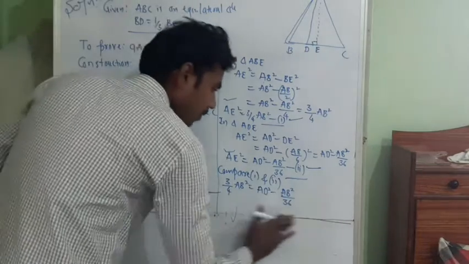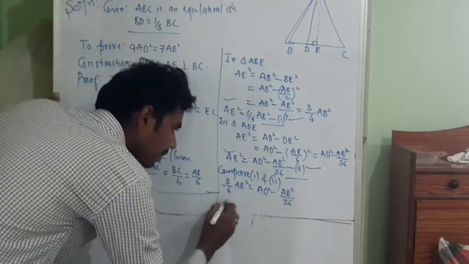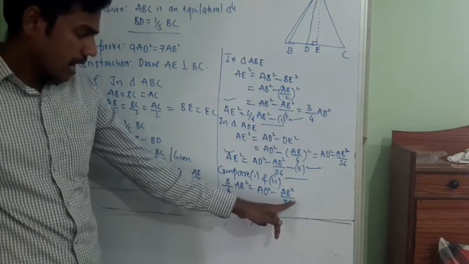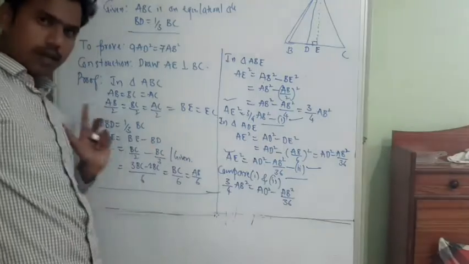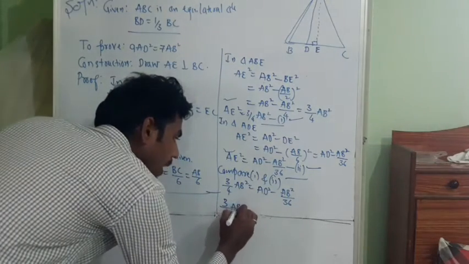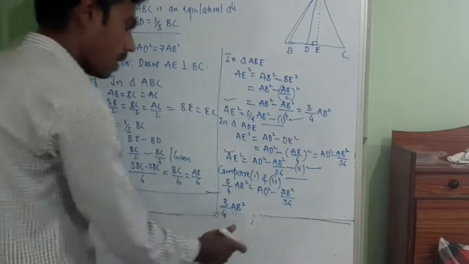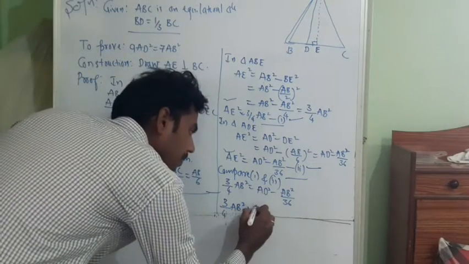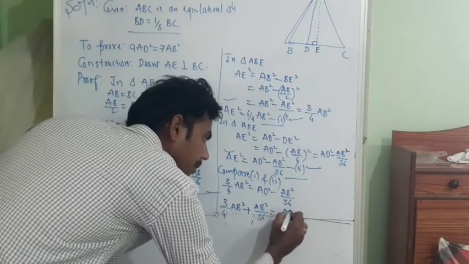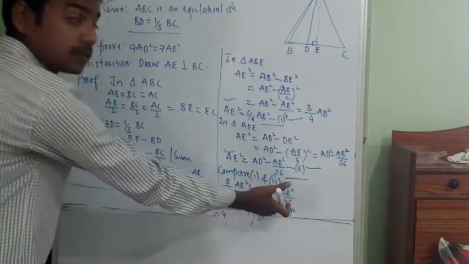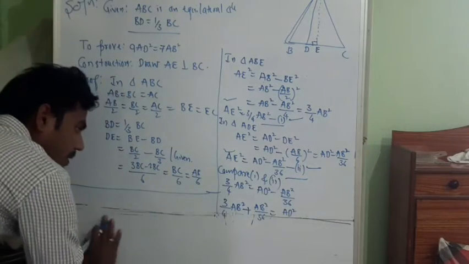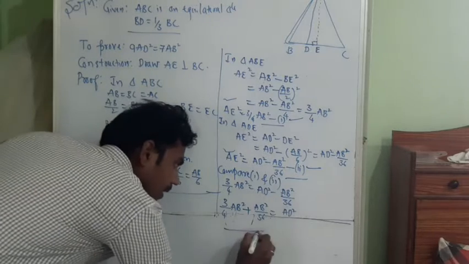Okay, what we can write? See, 3 by 4 AB square. So can I transfer AB square to the left hand side? That is 3 by 4 AB square plus AB square divided by 36 is equal to AD square. Fine. I have transferred this to the left hand side. So what is the LCM? 36 is the LCM.